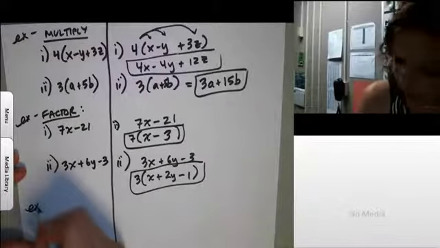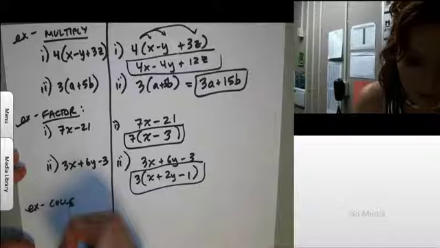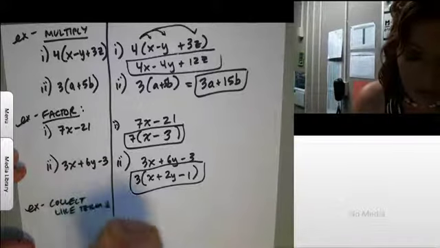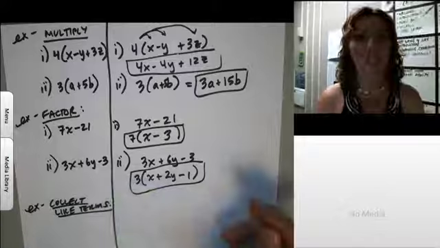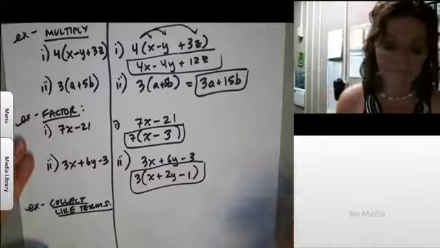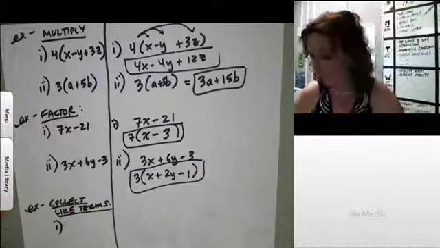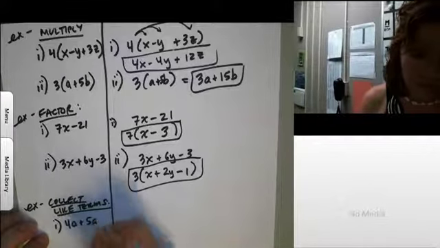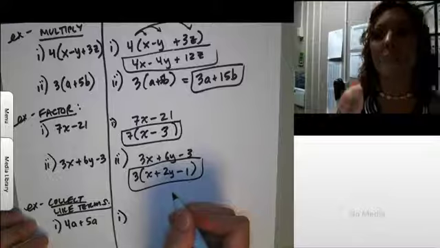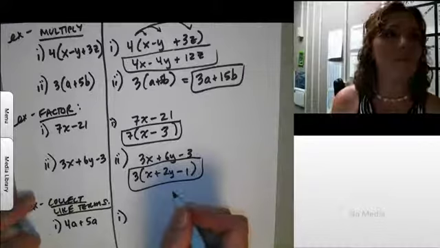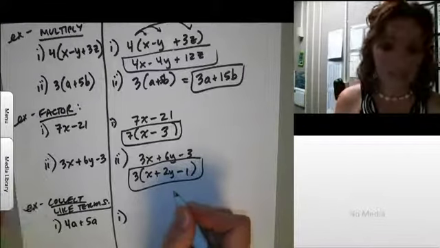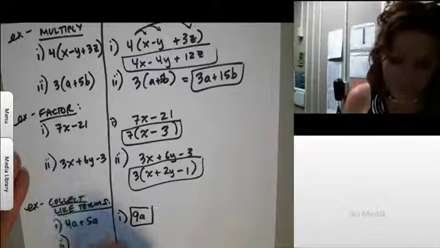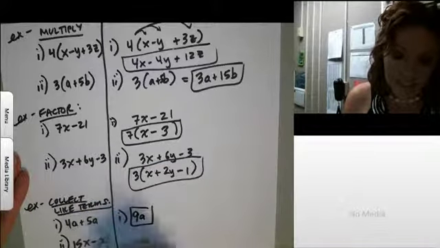Okay. All right, check this out. This is super easy. Collect like terms. How many people feel kind of bored because this is such an easy review? Anybody? Okay. Okay, 4a plus 5a. If you have 4 a's and you add 5 a's to 4 a's, how many a's do you have? 9 a's. Good.